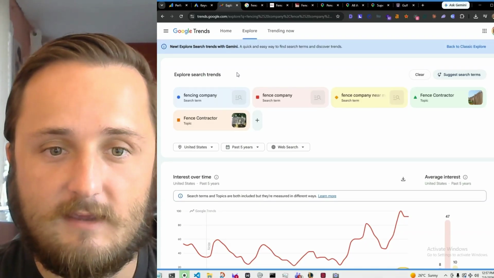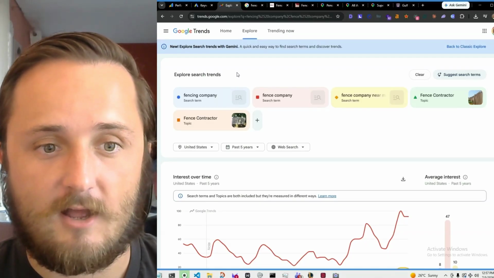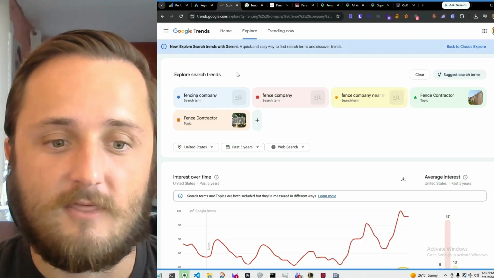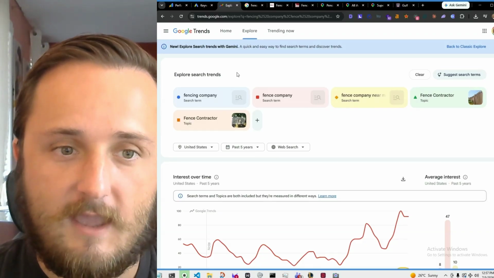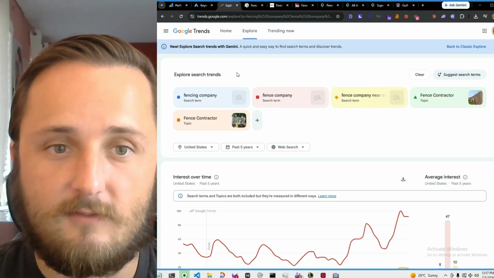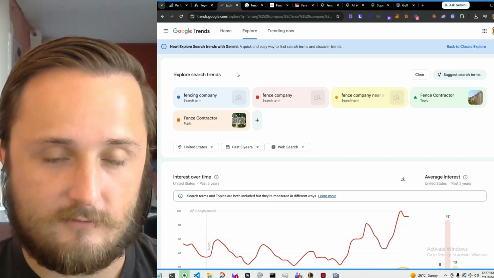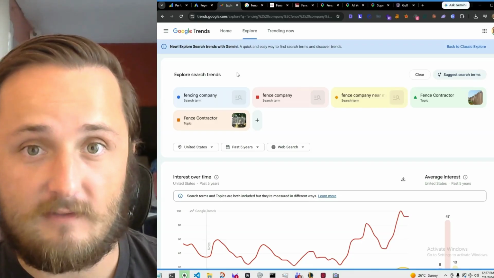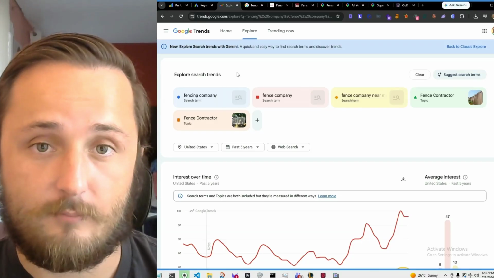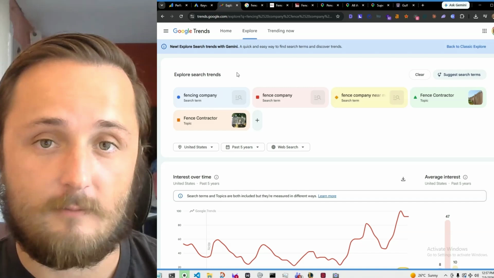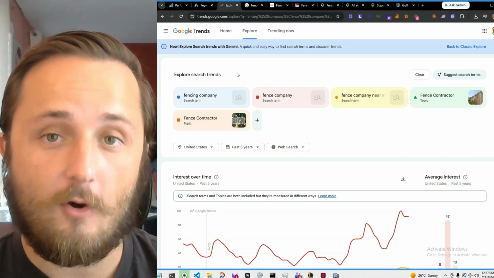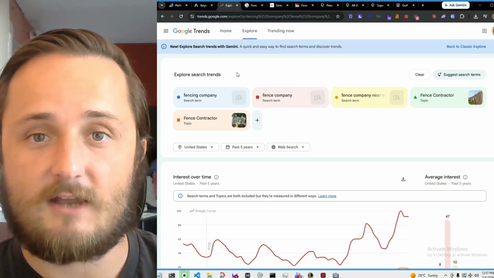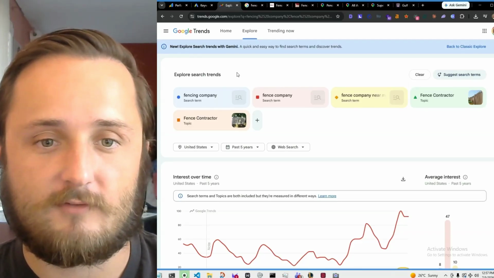If I start making fence related content, let's say I made a blog on my website that targets a fencing guide, then what I'm going to get is traffic for that fencing guide. Now, if I target fencing company in Gulf Breeze or fencing company near me, those keywords are what's going to convert traffic on my site into people that are buying my services.